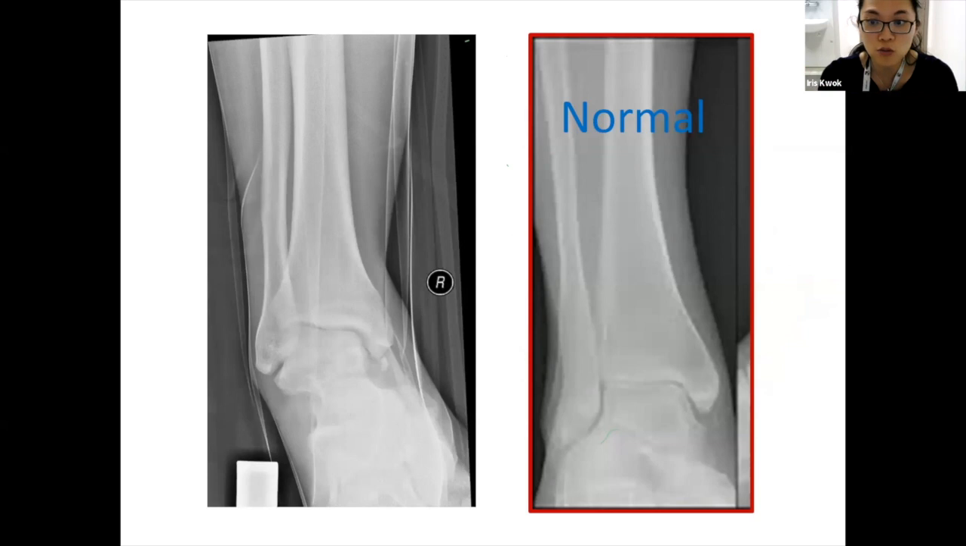So I put a normal ankle X-ray next to the one that we've got, just to illustrate the difference. It's pretty obvious now that you've got something normal to compare it to. And you can see that there's a medial dislocation at this talar neck where everything distally has shifted medially. And this is the more common type of dislocation compared to a lateral dislocation.